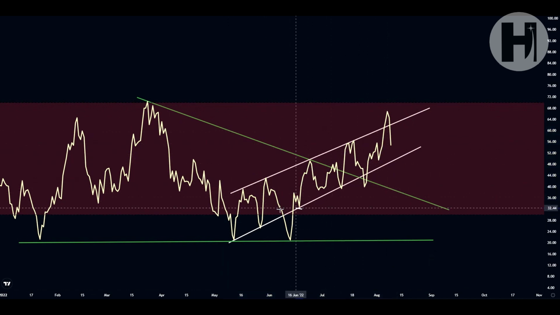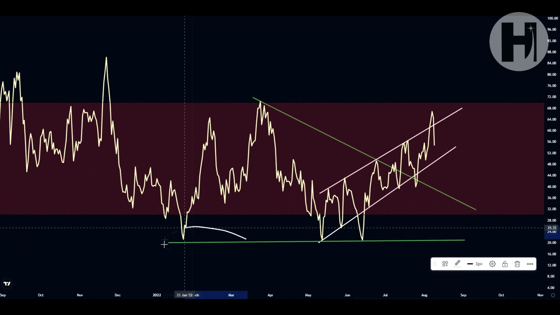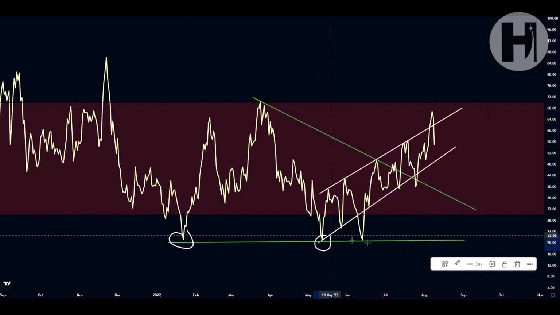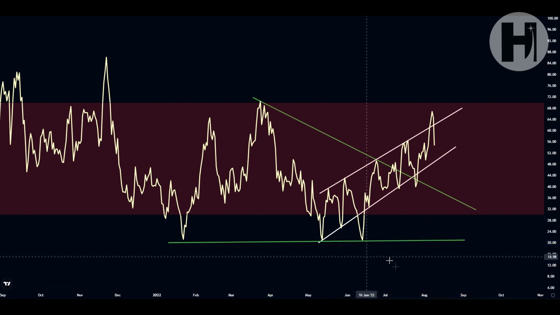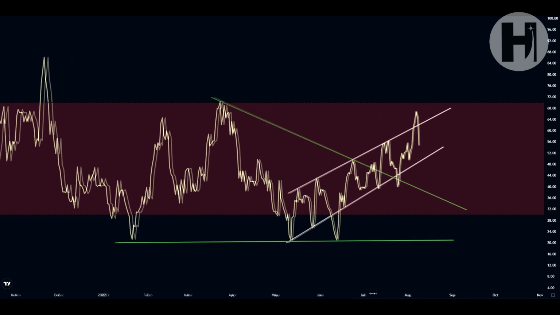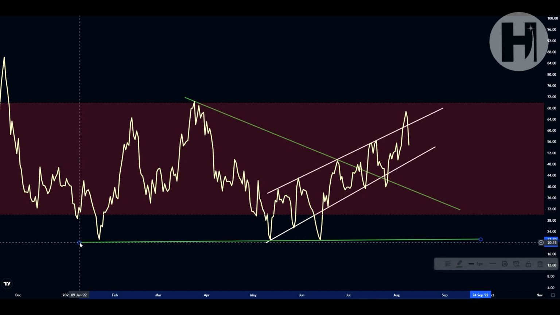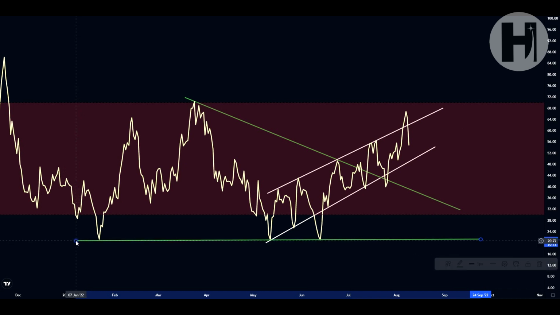We did have one fake out over here, but with this fake out, we did land on the green support zone that we have below that we tested 1, 2, 3 times in total. So if we see a major capitulation or a black swan event, this would be the level that I would be eyeballing, because we've had 3 bounces from there already.